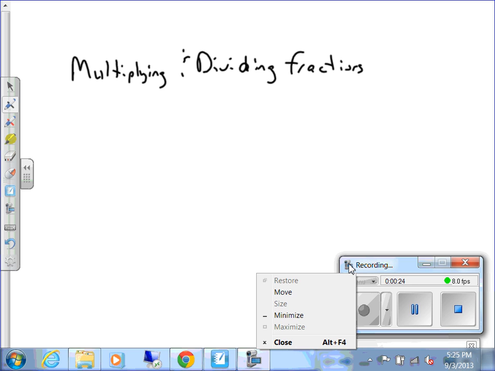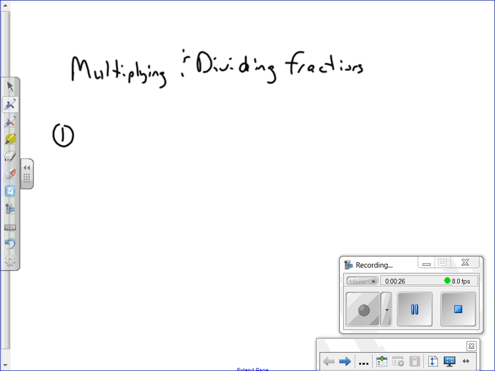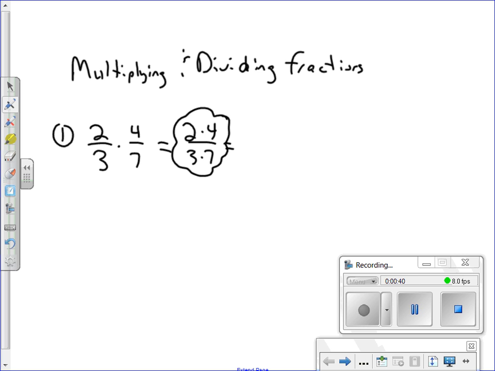Okay, so the simplest case is if you just have two proper fractions that you want to multiply together. You simply multiply the top times the top and the bottom times the bottom. This is a step that you don't have to show, but that's the way that the problem works. Top times top and bottom times bottom. When you get finished, you should look at it and see if it can reduce, and if it cannot reduce, then you're all done. Okay?